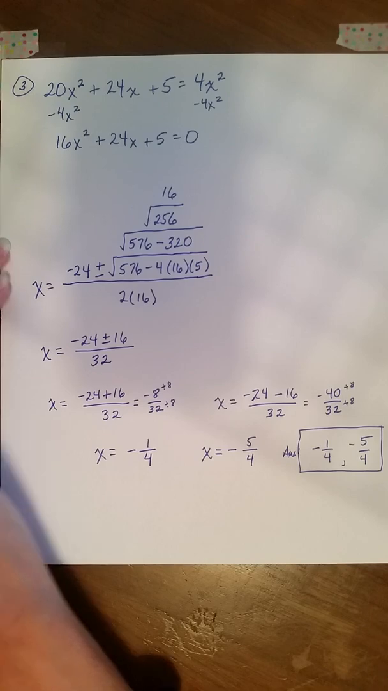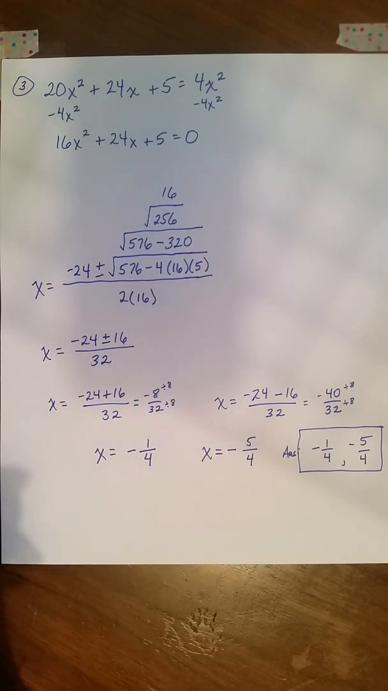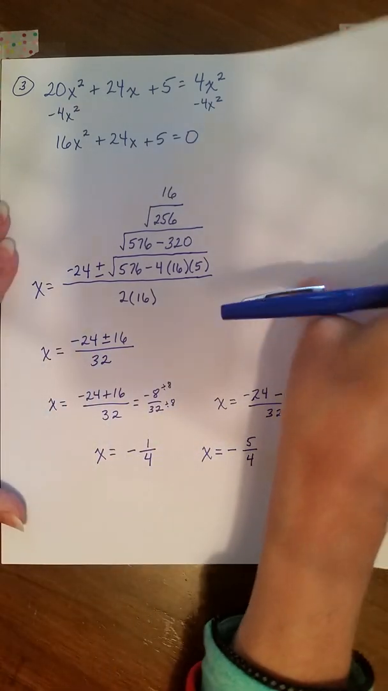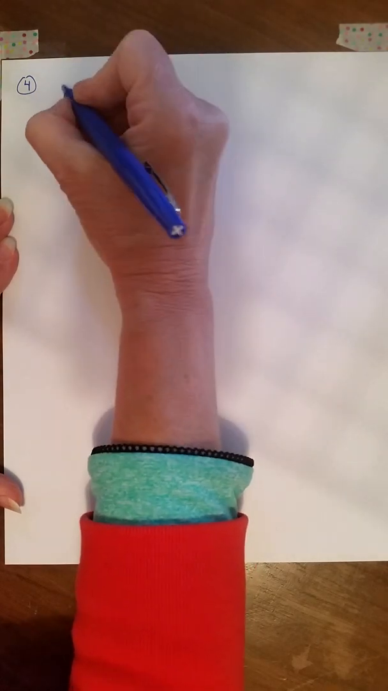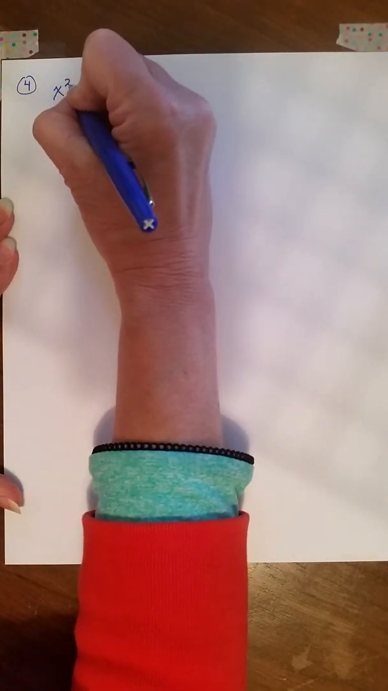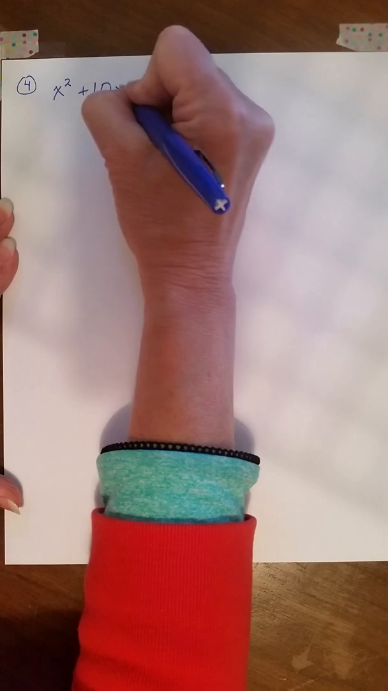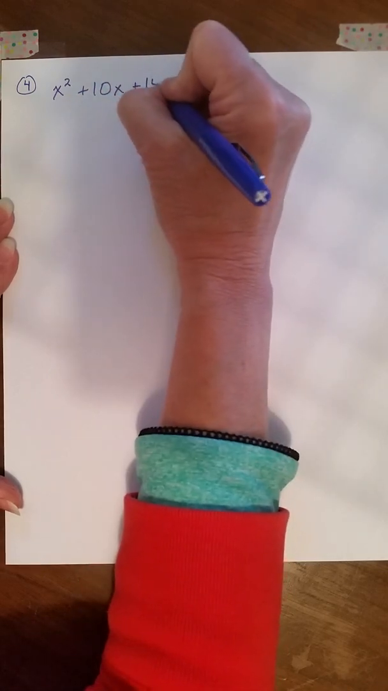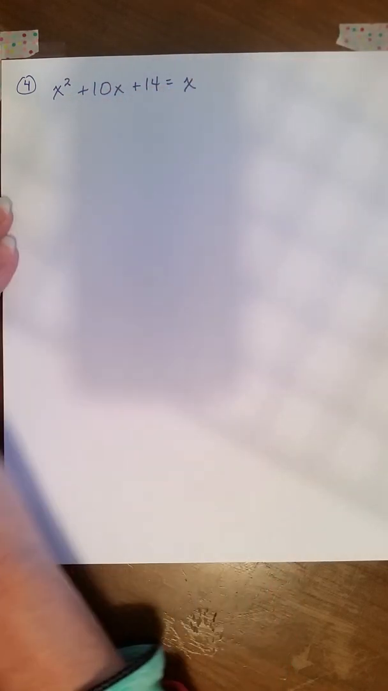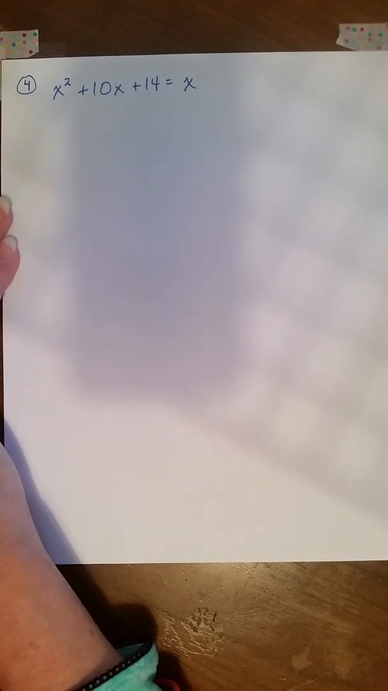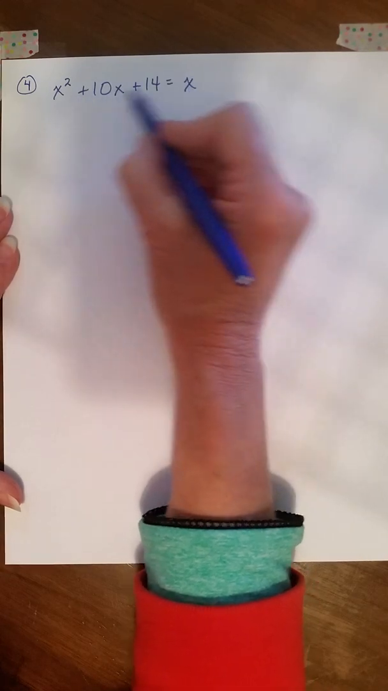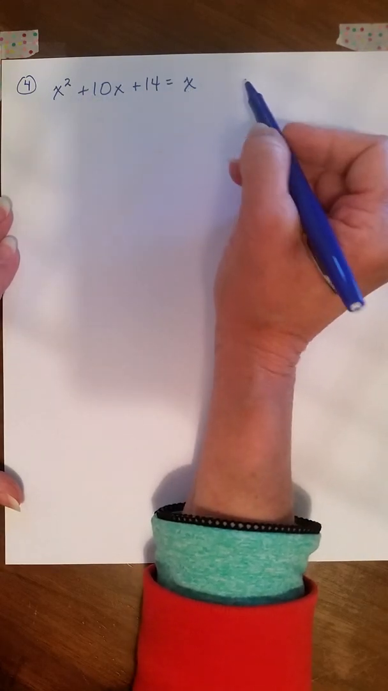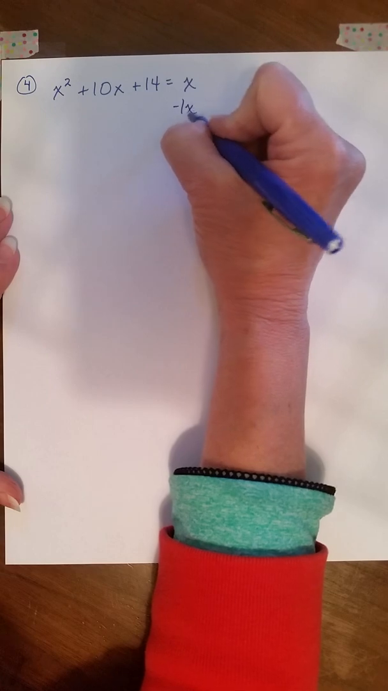Okay? All right, you guys are doing fantastic. I just want to do one more just to make sure we're rocking and rolling. Number 4. x squared plus 10x plus 14 equals x. Now remember, the coefficient here is an understood 1. So when I get this thing set equal to 0 in standard form, I'm actually going to be subtracting 1x.